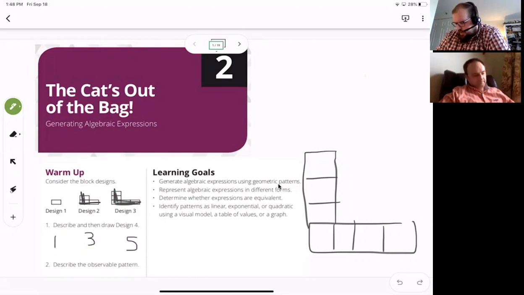And then I noticed that you put 1, 3, 5. Is that the total number of blocks? Yes. And that would make this one have 7. And then to me, that looks like we're going up by the same amount each time. That is true. So that's like an addition thing. Cool. I like it.